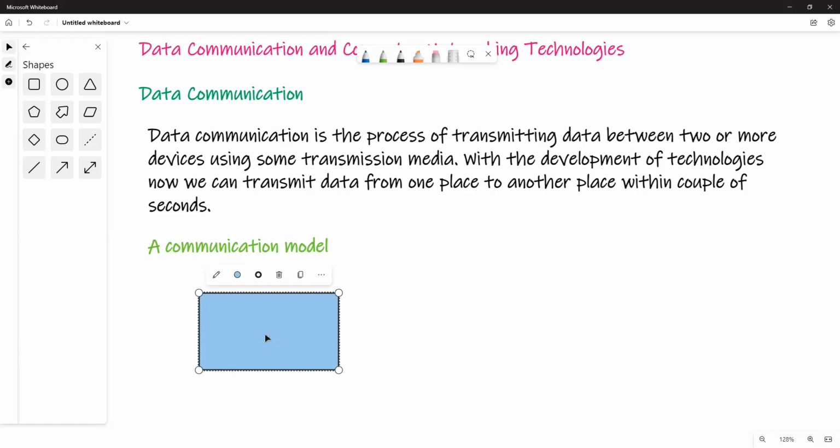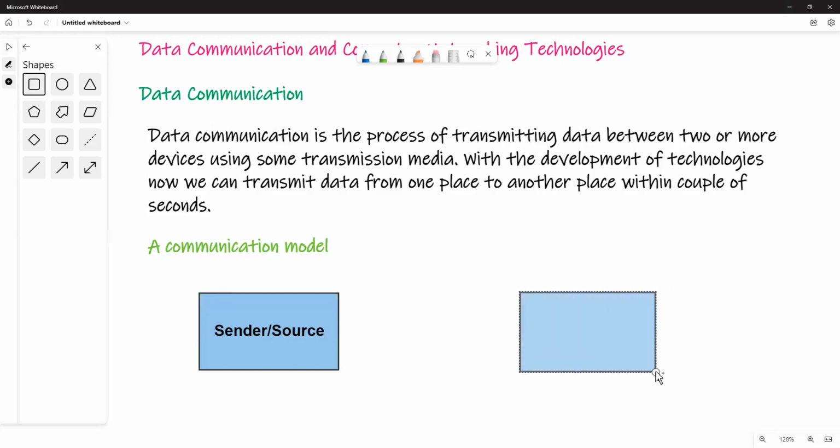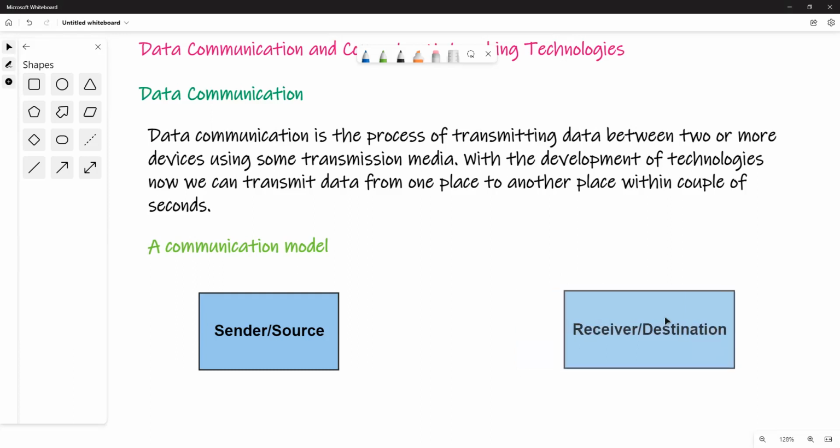So one side, we will normally talk about a sender or a source, and the other side we can talk about somebody who's receiving this. We can say receiver or destination. This is the place where we start the communication. This is the place where we receive the communication. So there'll be a message going from here to here, from sender or source to receiver or destination.